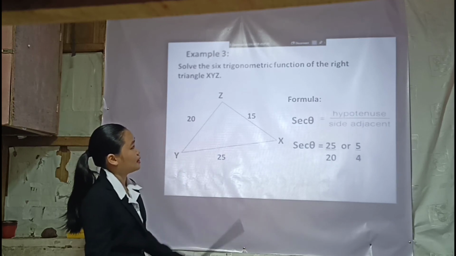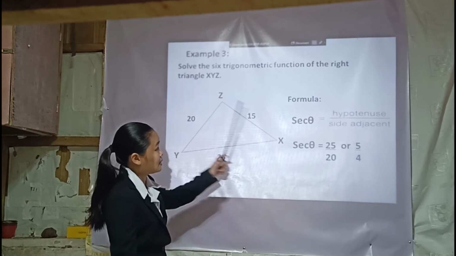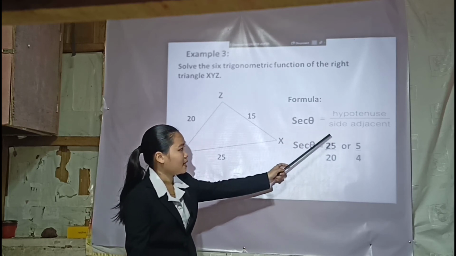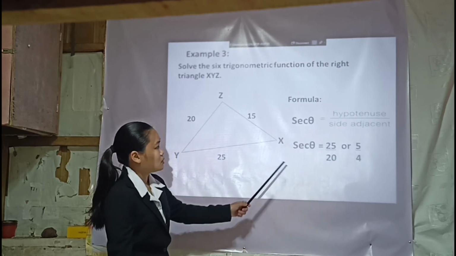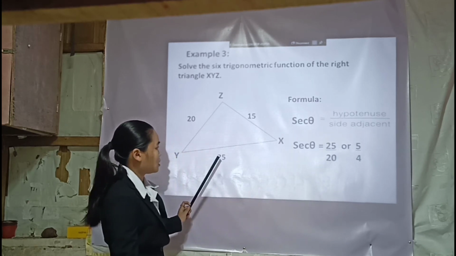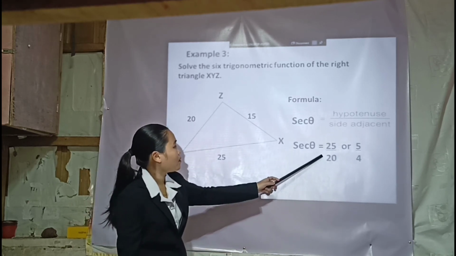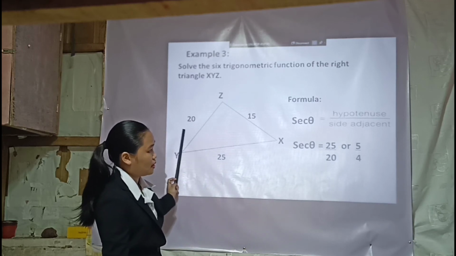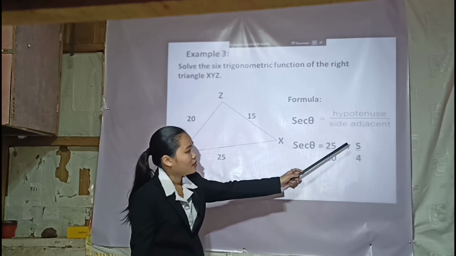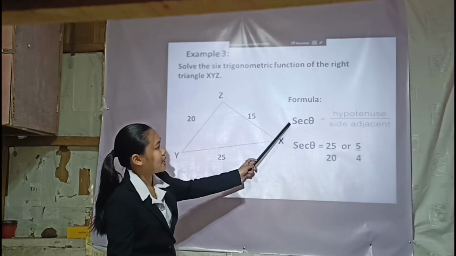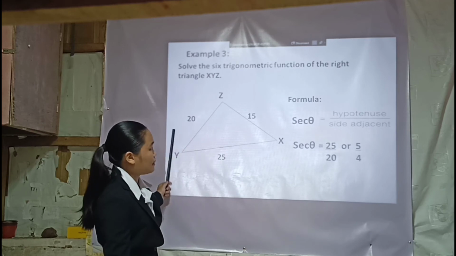Next is secant. The formula of secant is secant theta equals hypotenuse over side adjacent. So, secant theta equals hypotenuse, which is 25, over the side adjacent, which is 20, or 5 over 4. So, 5 over 4 is the value of secant theta for this example.